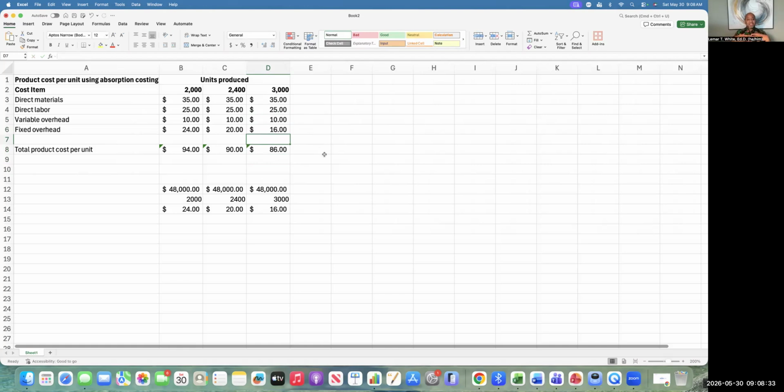So you see, the more units you produce, the per unit cost is less. And that's because you're producing more units for that fixed overhead cost. So you want to produce more units so that the per unit cost is less. So that's how you solve this question.